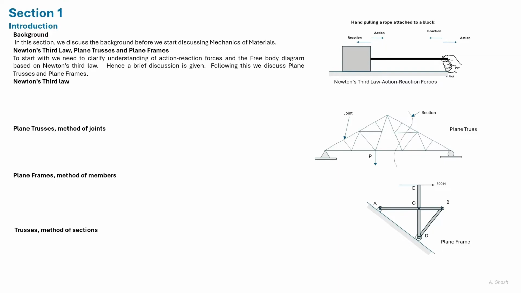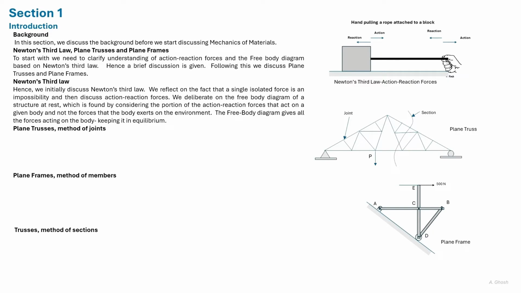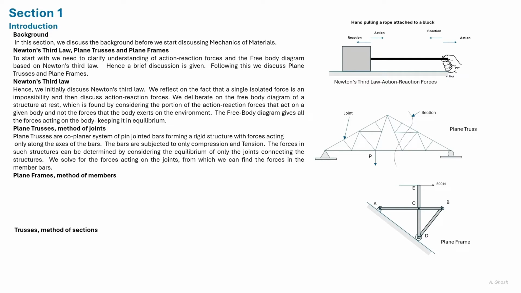Plane frames are also coplanar system of pin-jointed bars forming a rigid structure. But unlike plane trusses, transverse force can act in between the ends of the members. Members are subjected to not only tension and compression but also to bending. To analyze plane frames, we look at the equilibrium of each individual member. Forces in the members are generally not aligned with the axis of the members.